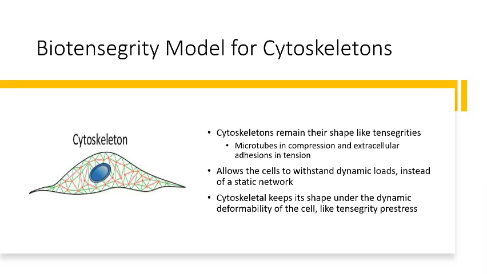The tensegrity model contrasts with the contractile stress model, or the idea that cells maintain their shape under contractile stress. The contractile stress model assumes that the cytoskeletons are in a static network, which is not the case in reality. Also, a main feature of a tensegrity is its resilience because of its prestress, which can be used to bring some understanding to how cytoskeletons keep their shape under the dynamic deformability of the cell.